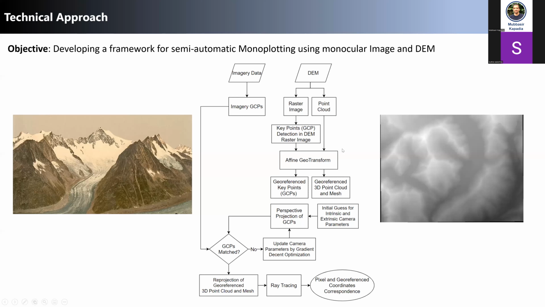The objective of my project was to develop a framework for semi-automatic monoplotting using a monocular image and DEM. Our algorithm has 2 parallel parts for detecting and finding image key points and DEM key points. We can represent the DEM as a point cloud and a raster image.